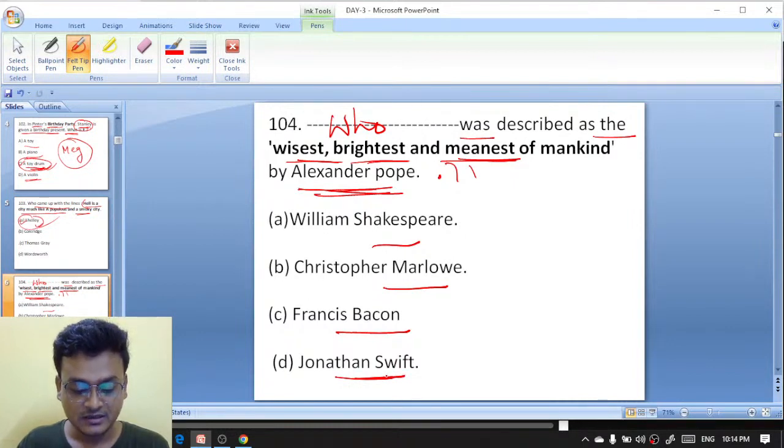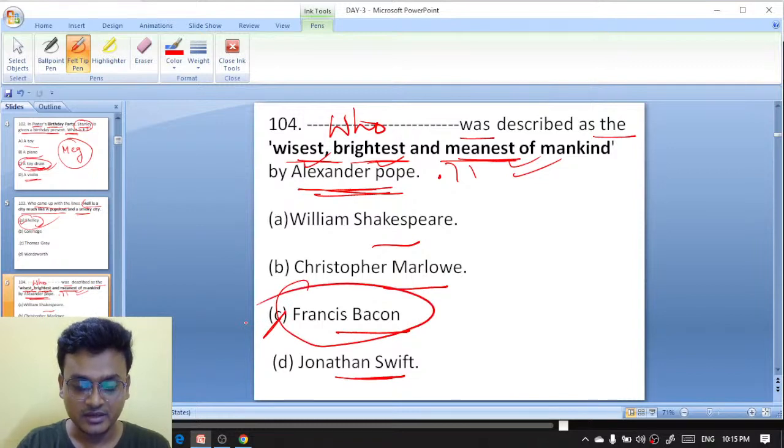Exactly, Diptava Sinha. Diptava, you are absolutely right. It was Francis Bacon. Exactly, Francis Bacon was described as the wisest, brightest, and meanest of mankind by Alexander Pope. So here C is the right answer. Francis Bacon. Absolutely fantastic. Nandita, you are also right. Fantastic. Okay, well done.